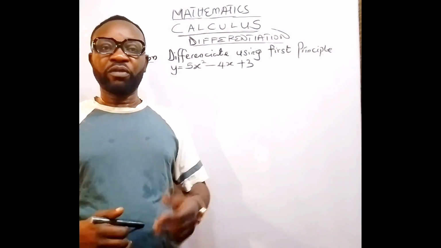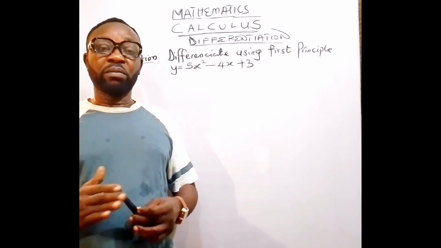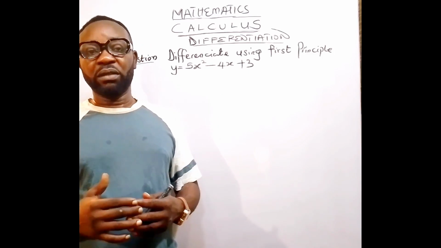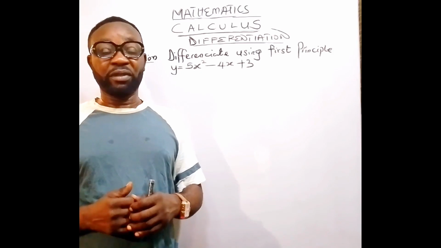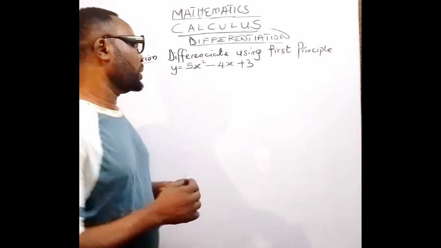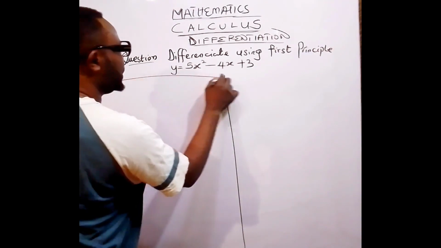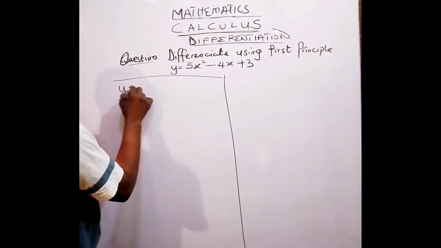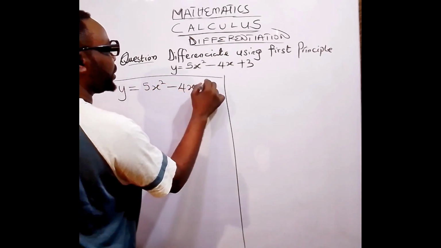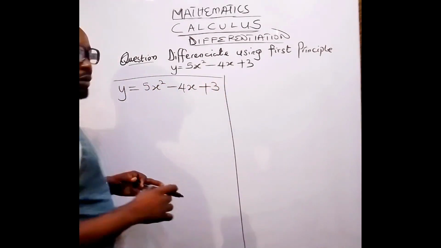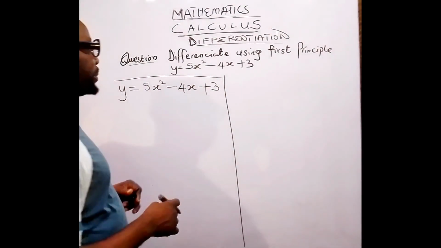Now, if you have to differentiate making use of first principle, I'm going to use some steps. Please follow those steps accordingly, and you will be able to use them for any question given to you. This is the y value: y equals 5x squared minus 4x plus 3. That is the question we are asked to differentiate with first principle.